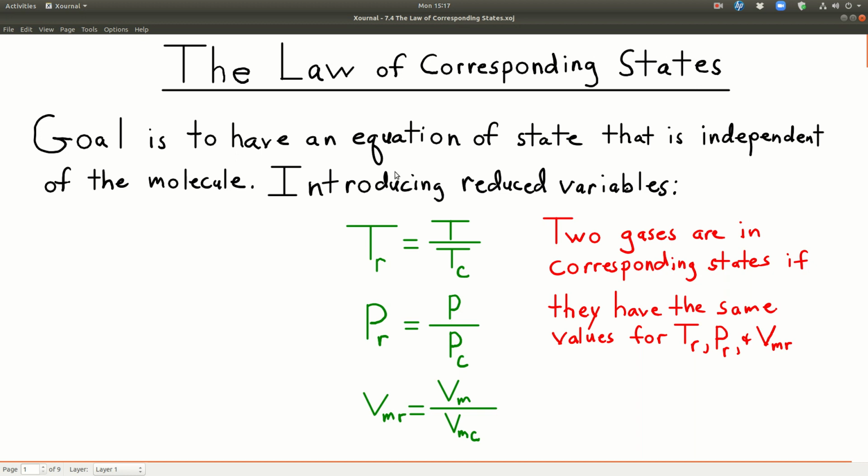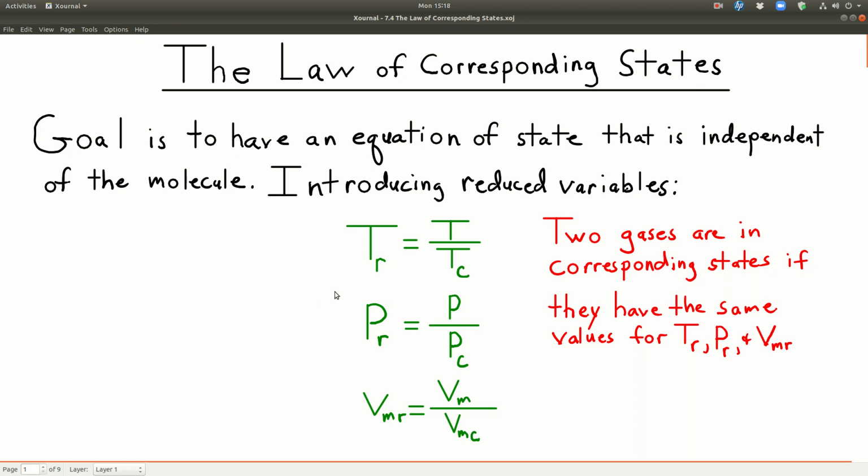What we're going to do is define reduced variables: temperature, pressure, and volume. So T sub R stands for reduced temperature, and it's just equal to whatever the temperature of the gas is divided by its critical temperature. We saw this before, the critical temperature. Likewise, the reduced pressure is the pressure divided by the critical pressure. And the reduced molar volume is the actual molar volume divided by the critical molar volume.